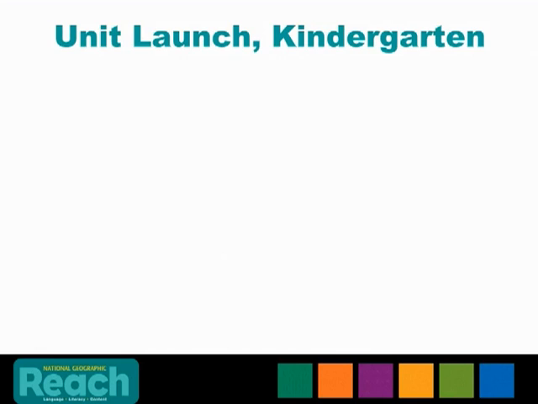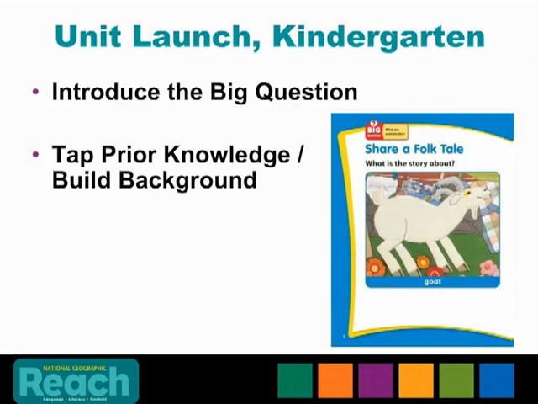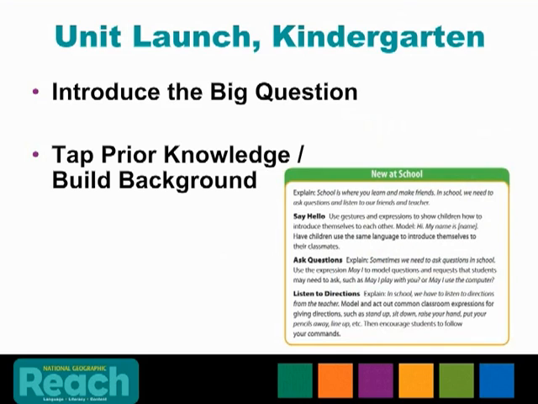The unit launch in kindergarten is very similar to the unit launch in first and second grade, with a few differences. The Big Book introduces the big question before tapping students' prior knowledge and builds background for the unit concept. The unit launch at the kindergarten level also includes some new at school instruction that helps develop students' social and interpersonal skills. Look at these great examples that help say hello, ask questions, and listen for directions. We will delve into this instruction in more detail in the on-demand Module 4, Teaching Success for Kindergarten.